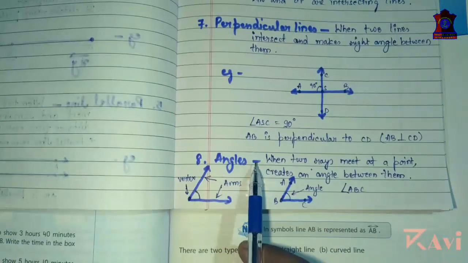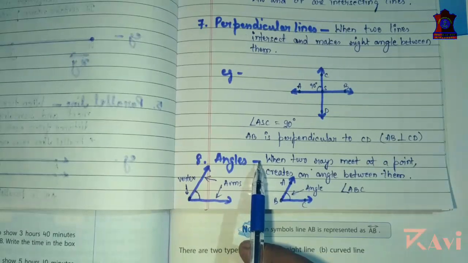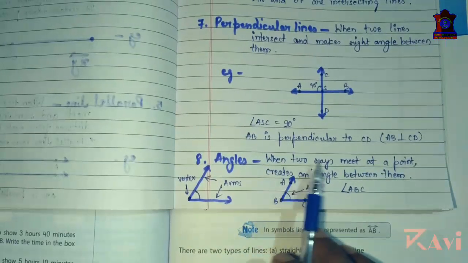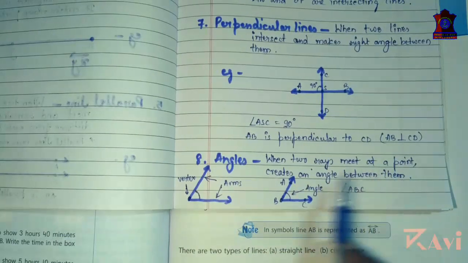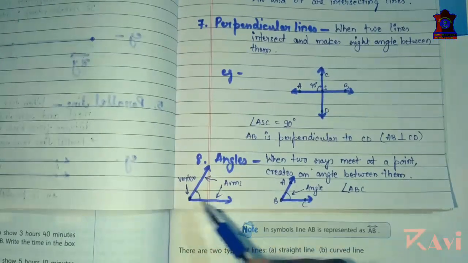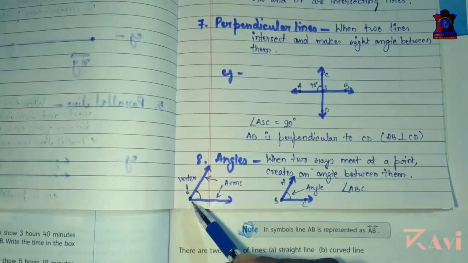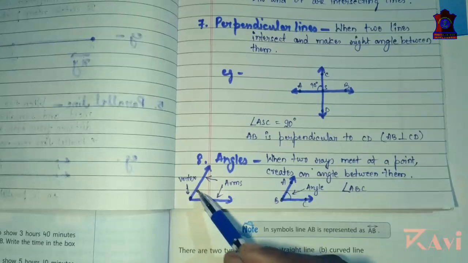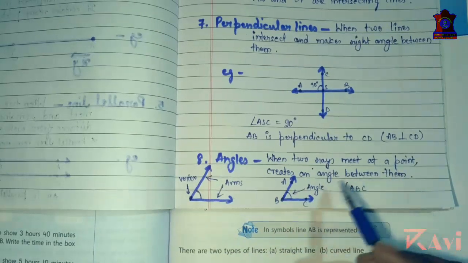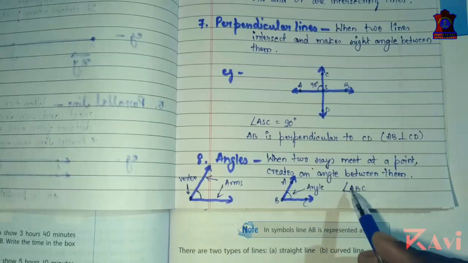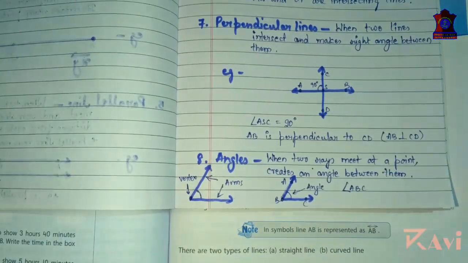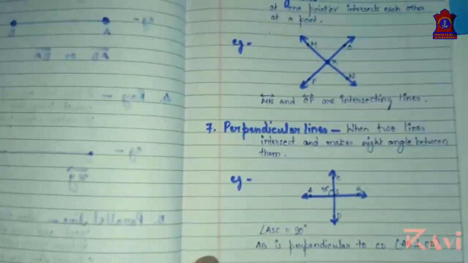Now next is angles. About angles, we will be studying in detail in this chapter, but you just learn what is an angle. When two rays meet at a point, see here, these two rays are meeting at a point and create a vertex. This point becomes a vertex, and here you can find this is the angle, and these two become the arms of the angle. So when two rays meet at a point, they create an angle between them. Look at this example, we can say angle ABC. Clear?